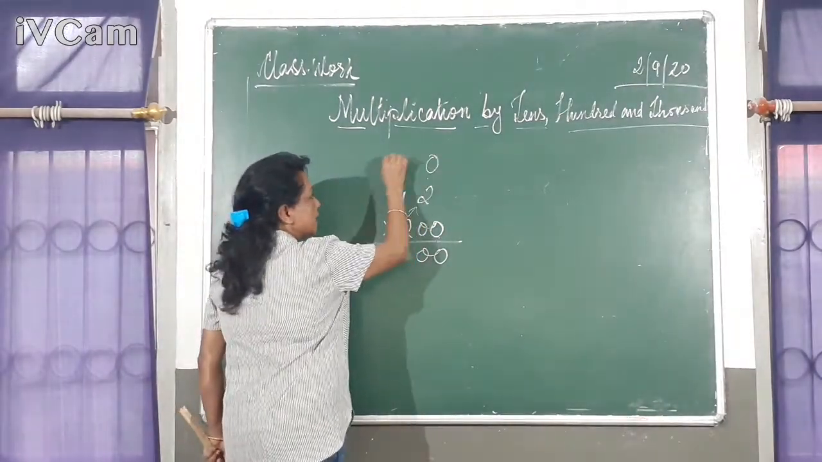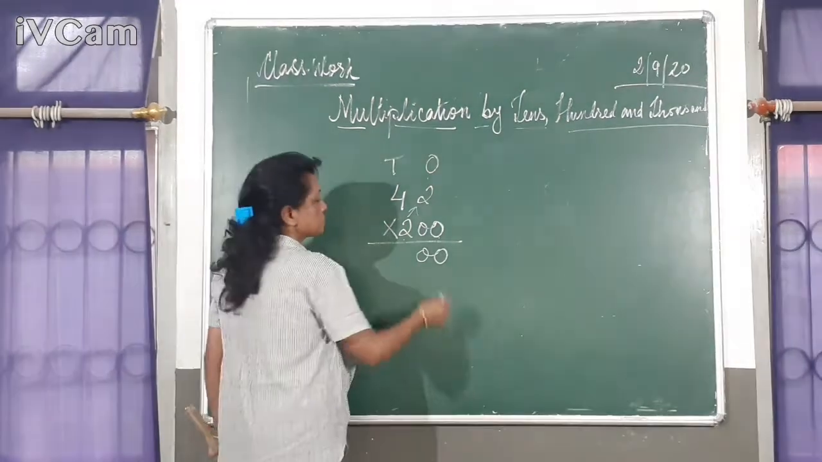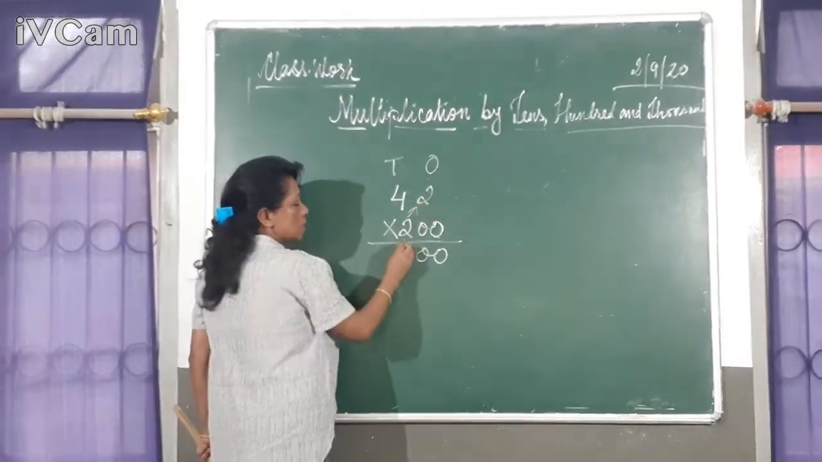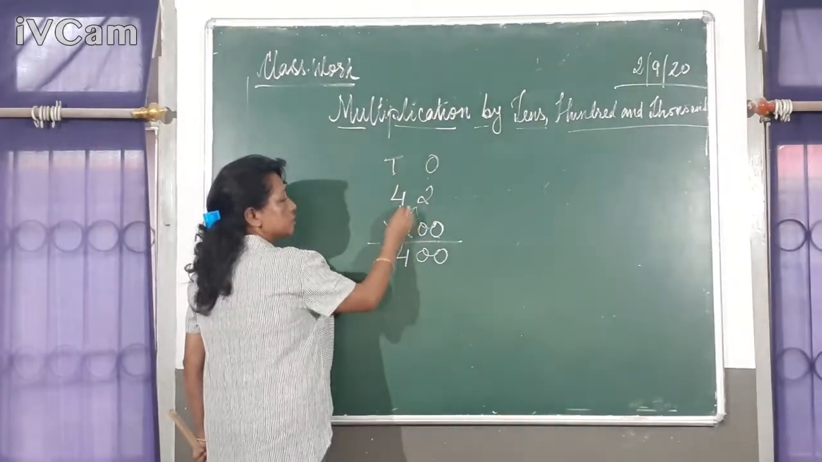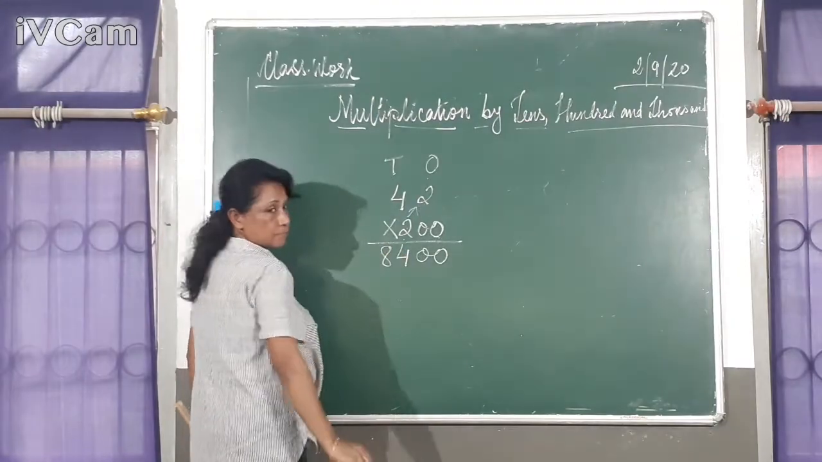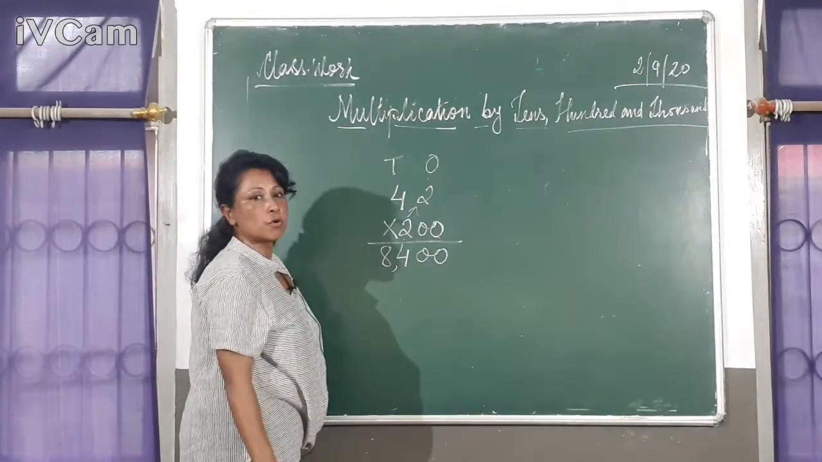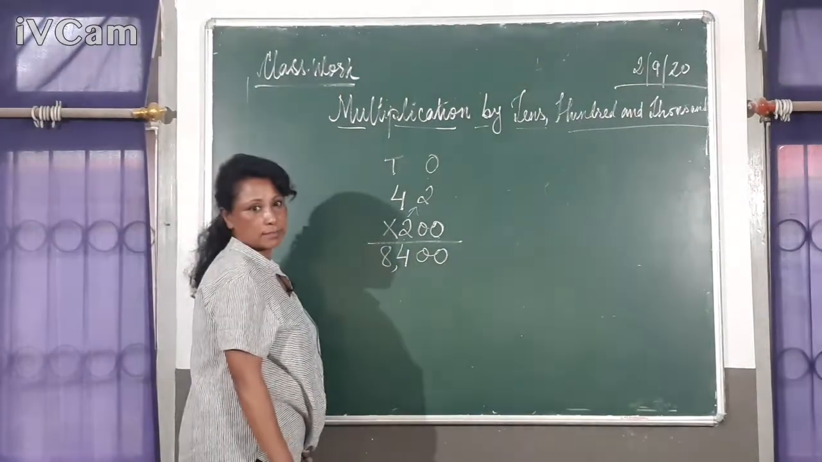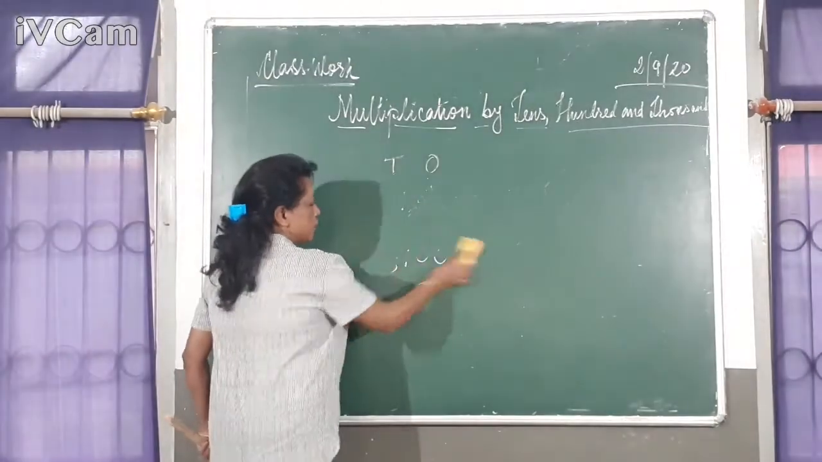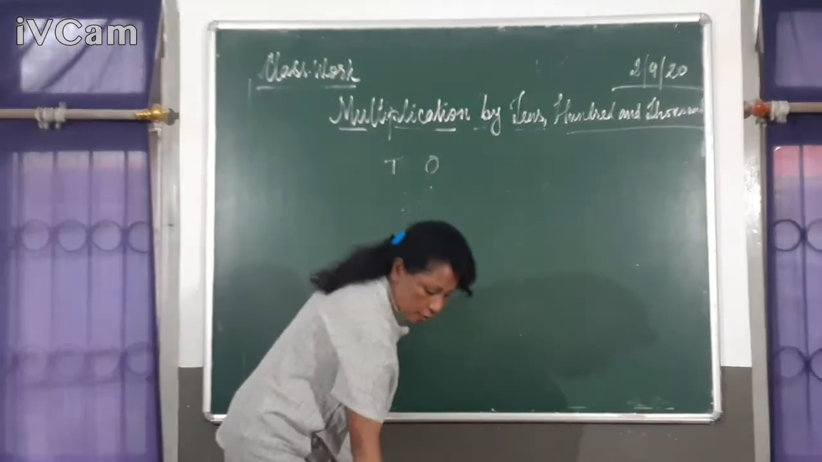This is 1s and this is 10s. Right? Now what is the number under 1s? 2. So 2 2s are 4. And what is the number under 10s? 4. So 2 4s are 8. So 8,400 is the answer. It becomes easy, isn't it? Okay. The same thing you can do with hundreds.